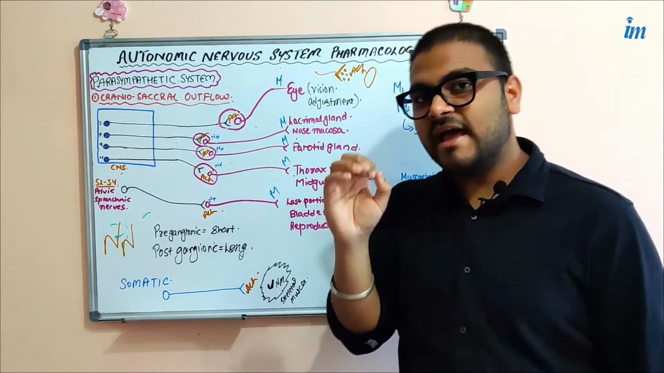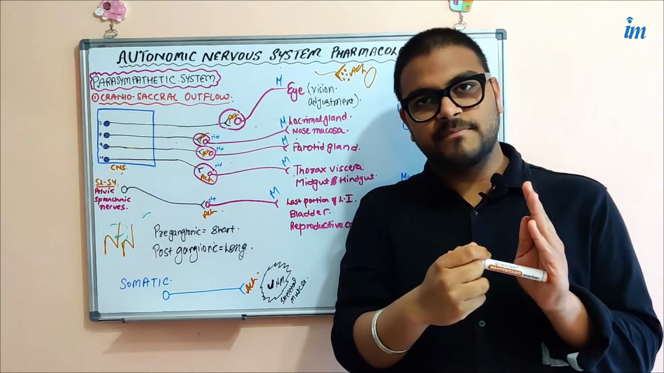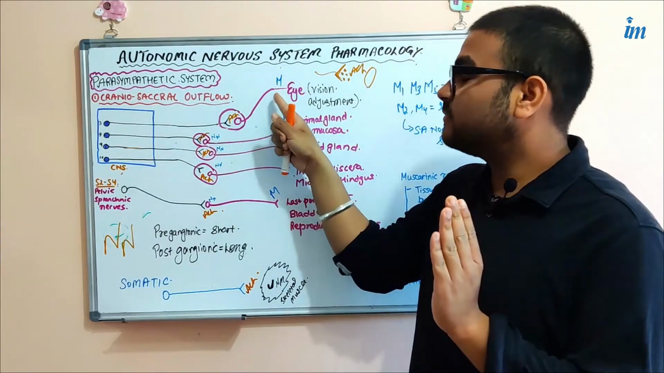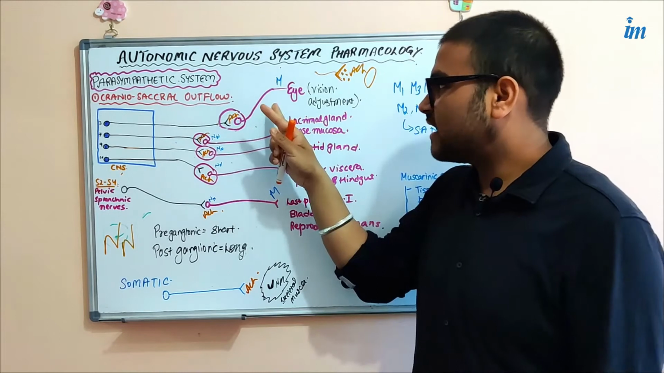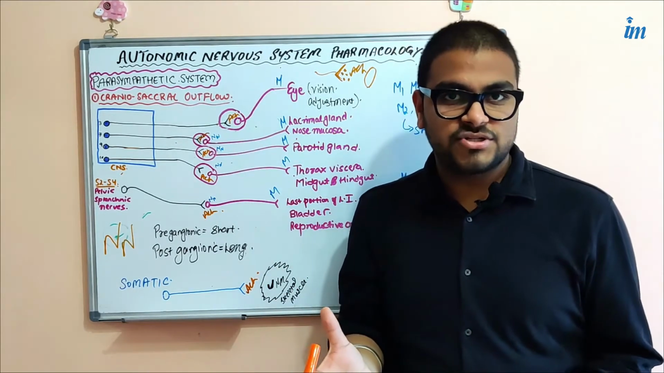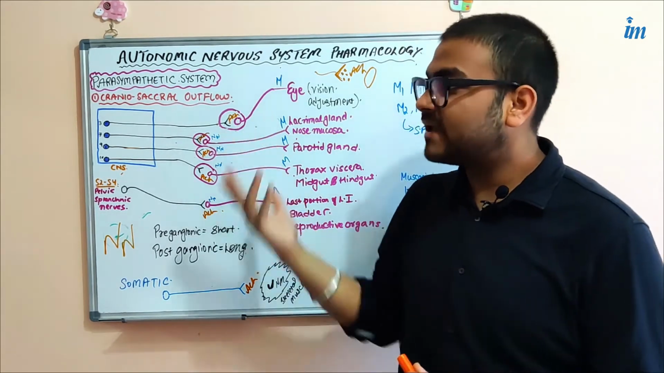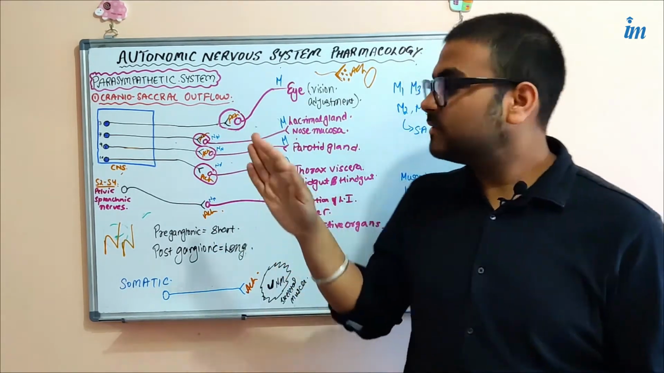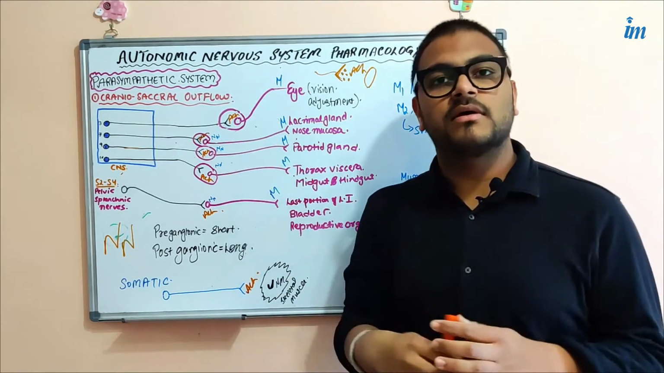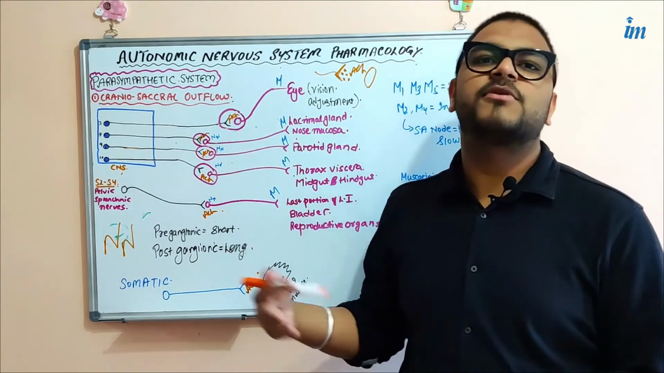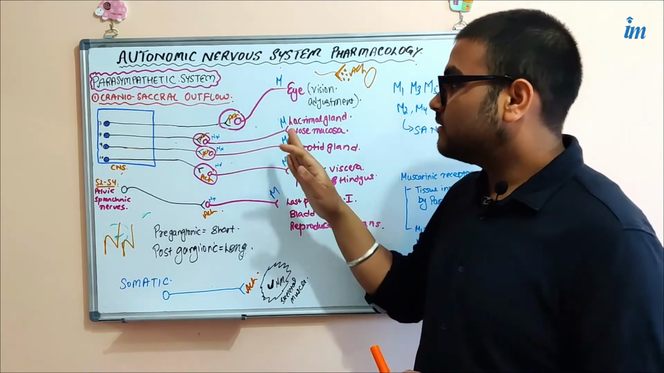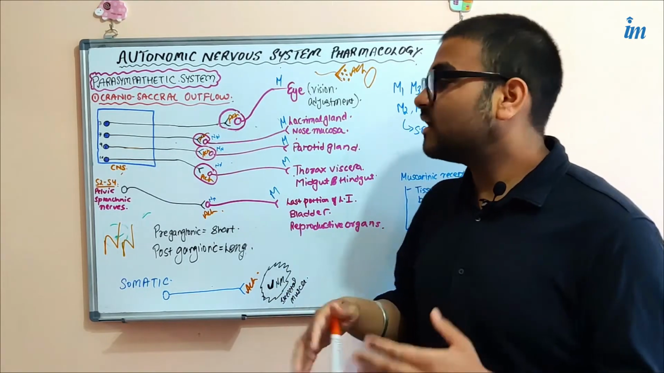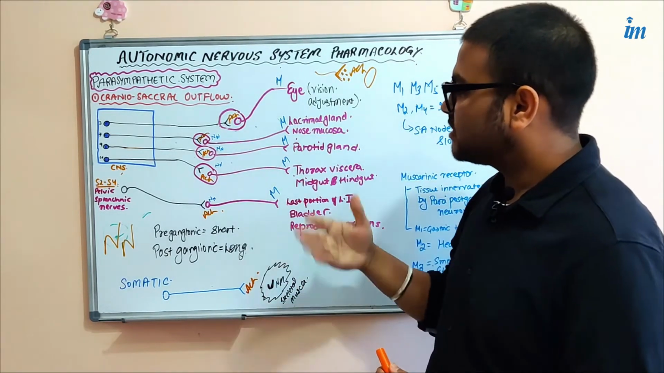So the lacrimal gland has the muscarinic receptor, and when acetylcholine is released on that receptor by the postganglionic neuron, it will cause lacrimation. So this is one of the functions of the parasympathetic nervous system, lacrimation. Same, salivation will be there when the postganglionic neuron innervates the salivary glands, that is the parotid gland and submandibular gland. So these glands all have muscarinic receptors, and when they are innervated, the effects will be produced.